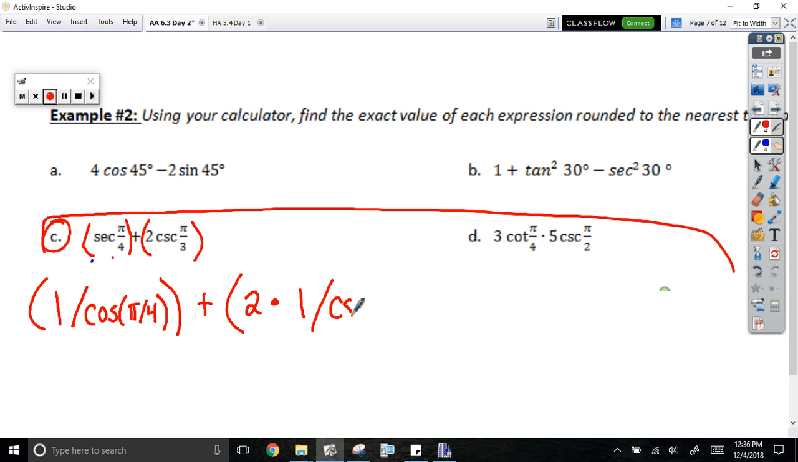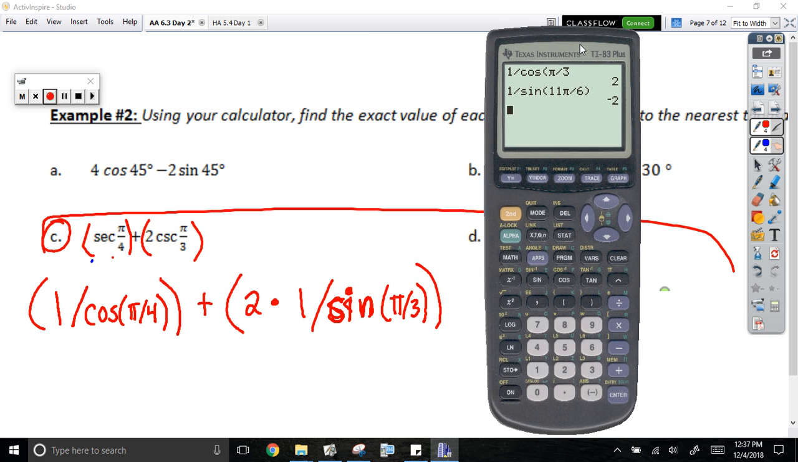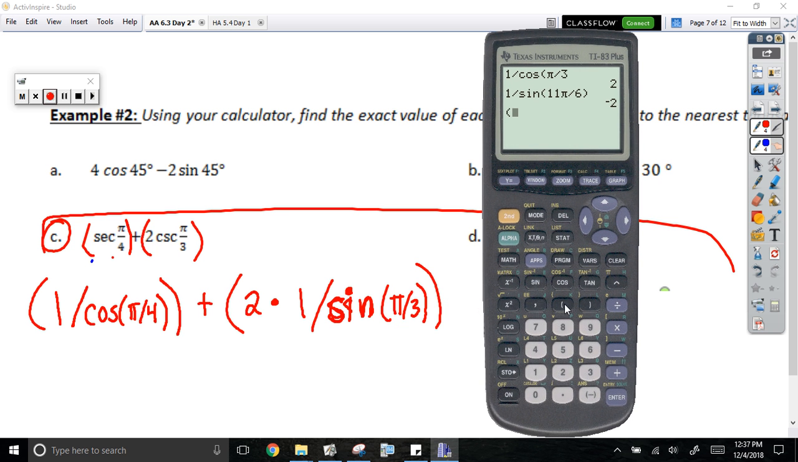not cosecant, sine. Of pi thirds. Now again, after you type the sine key, your calculator puts this open parenthesis. So you'll have to close the angle and then close the whole group. Okay? And then I want everyone to try typing these in because that will be part of your grade on your quiz on Friday.